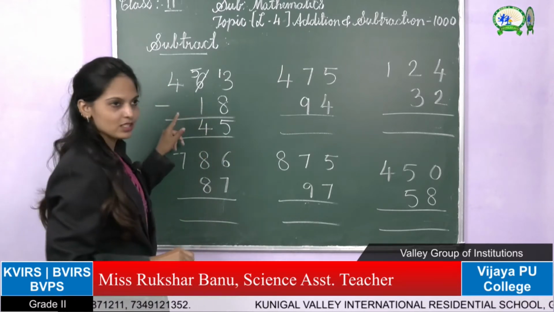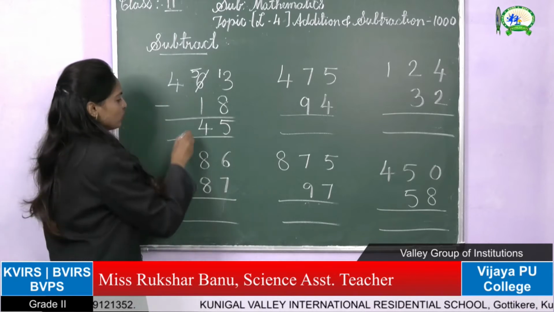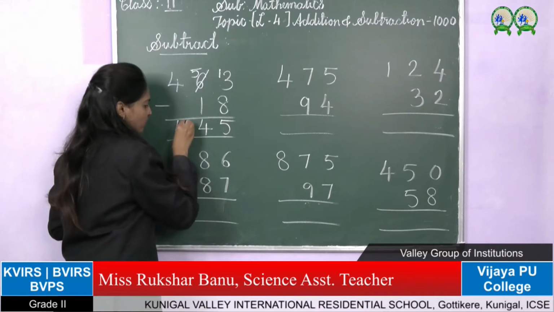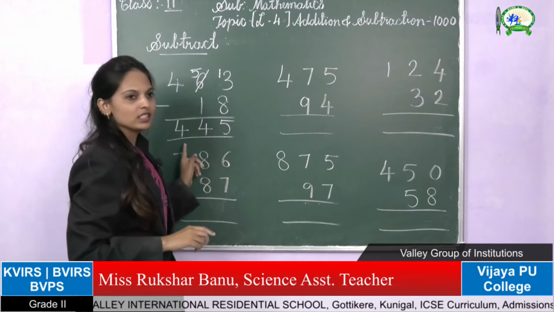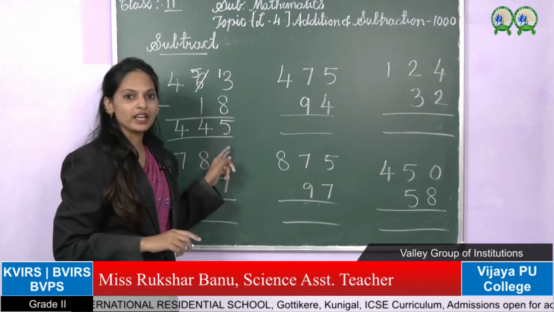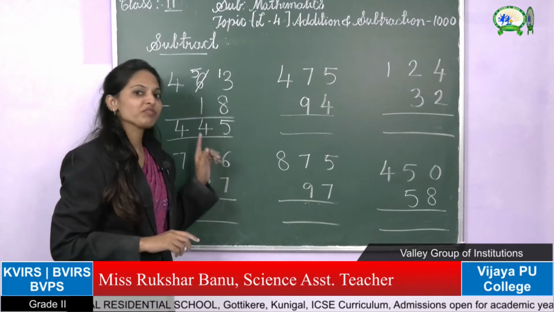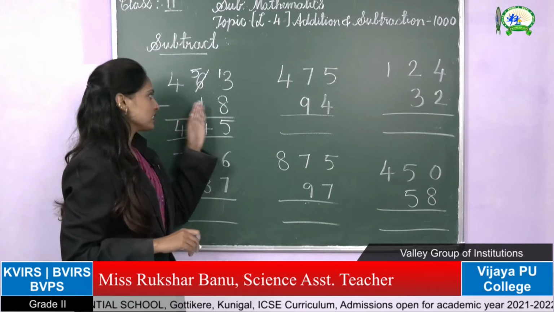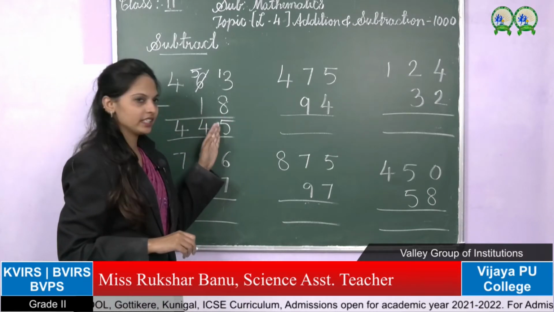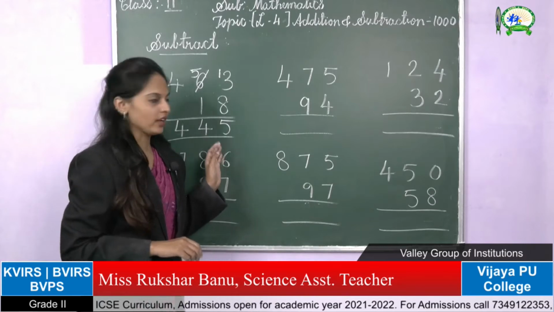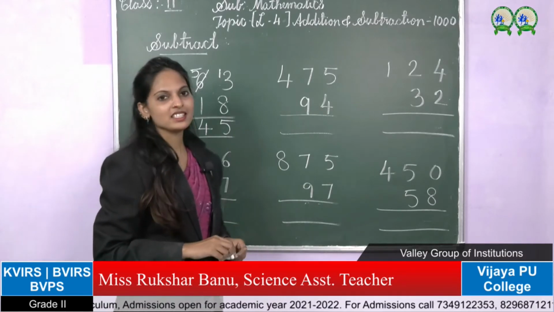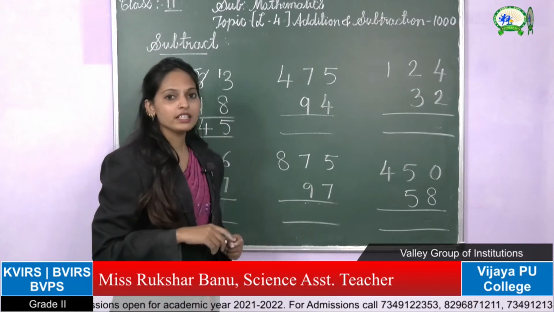Now next is the hundreds place. In the hundreds place there is 1 number, so as usual we write the same number. That means we got 445. Yes, 445 is the answer. In 463 if we cancel 18, 445 will be there. And the next one is 475 minus 94.